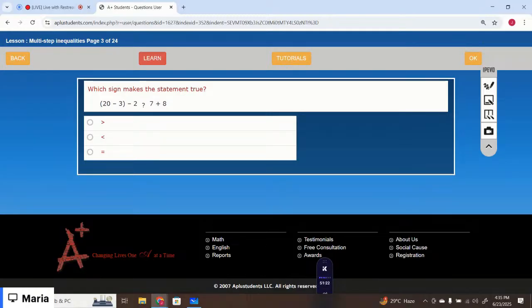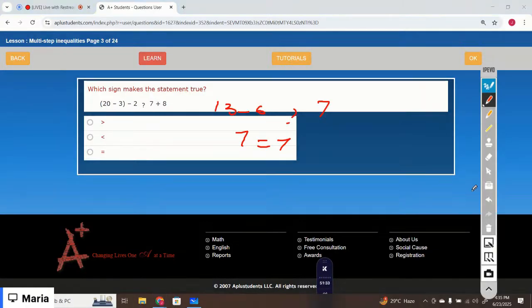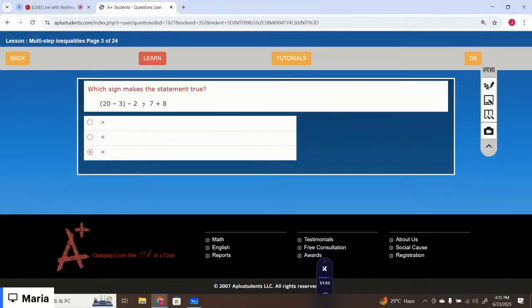Which sign makes the statement true? 20 minus 3 is 17, and 17 minus 2 is 15. 7 plus 8 is 15. So 15 is equal to 15. Equal. Option 3 is the correct option.